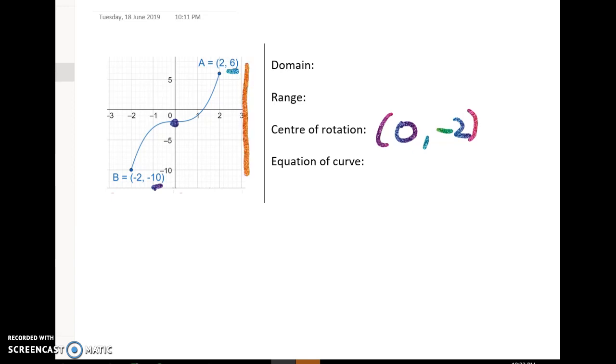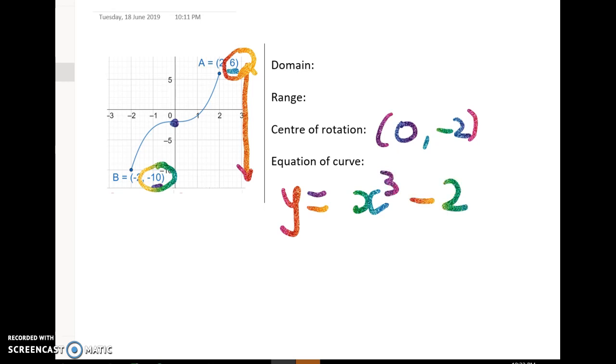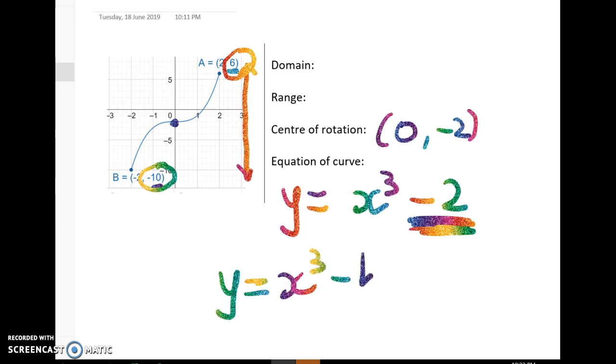And I can see that I've got the same range, or size of range, that I had in the first video. So the equation of the curve, some of you can probably spot, is going to be y equals x cubed minus 2. It's got this vertical shift downwards, and this is my general pattern. If I wanted to shift k units down, I'd have y equals x cubed minus k.